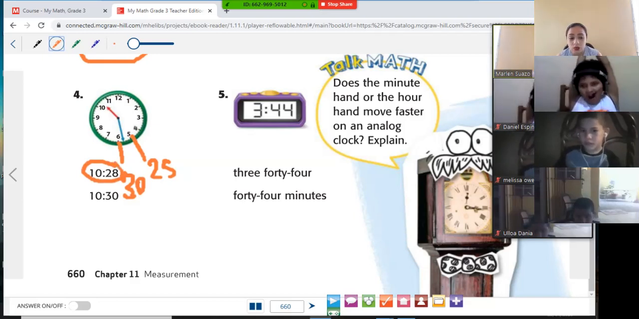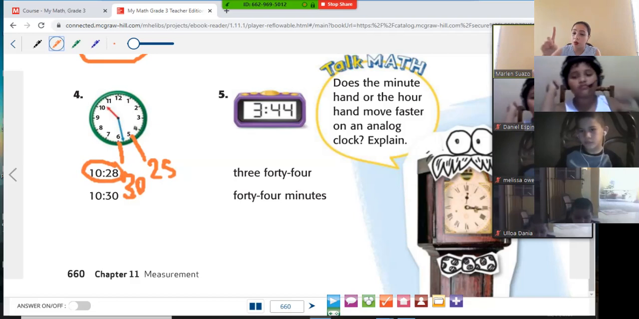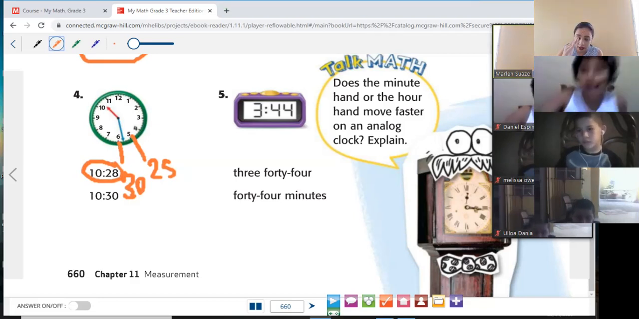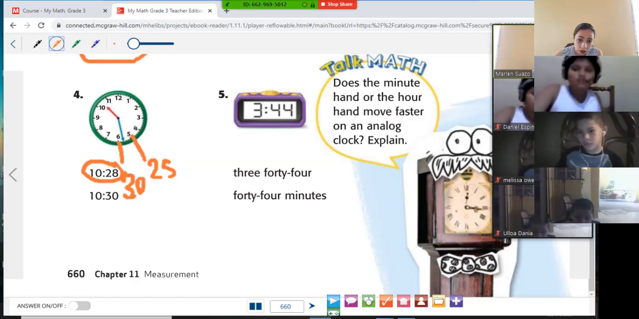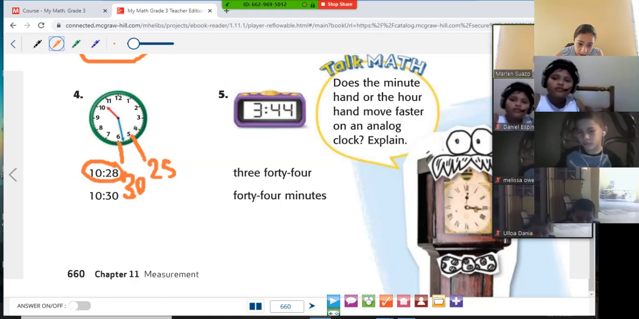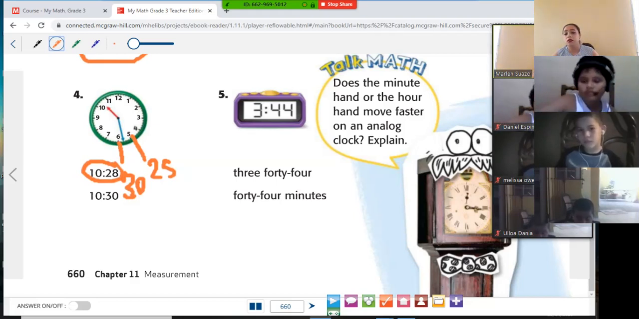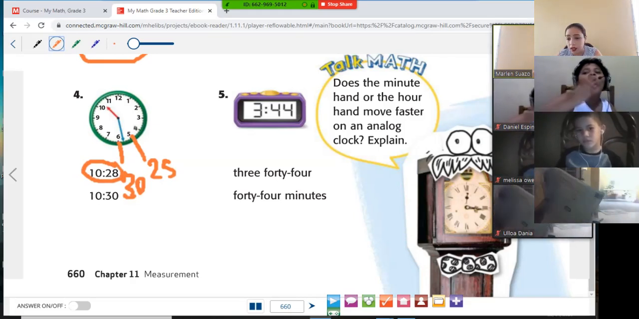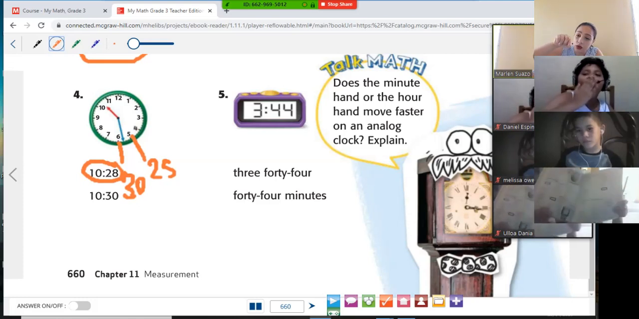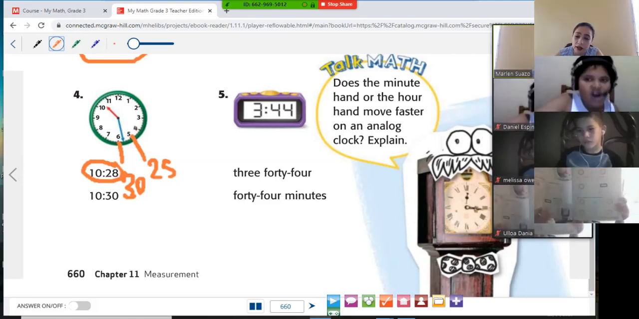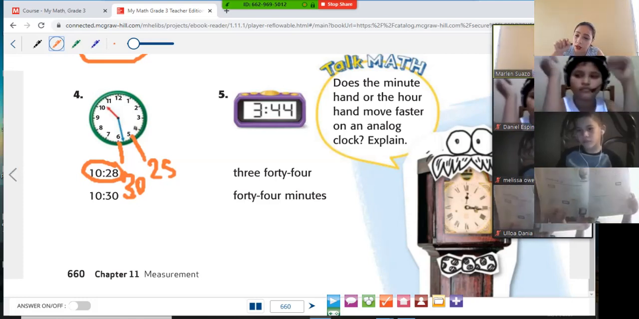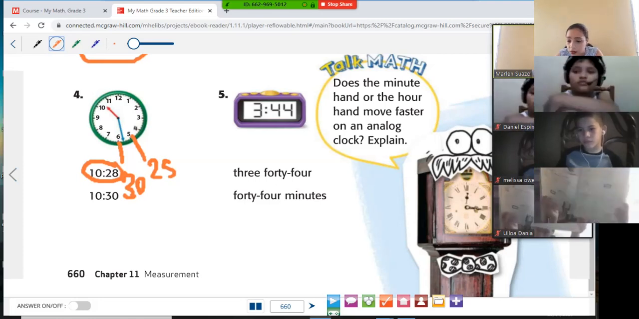It is 10:28. I repeat, the little lines in between the two numbers are 1 minute. So we start counting and we say 25, 26, 27, 28. So the answer is 10:28. Okay, you guys can count in your book because you can see it better than here on the screen. You can count the little lines in your book. Good job, Jair.